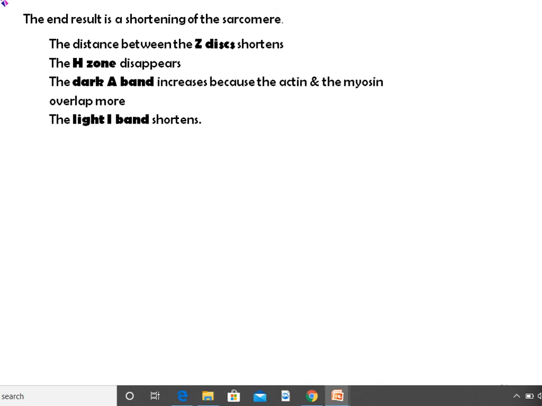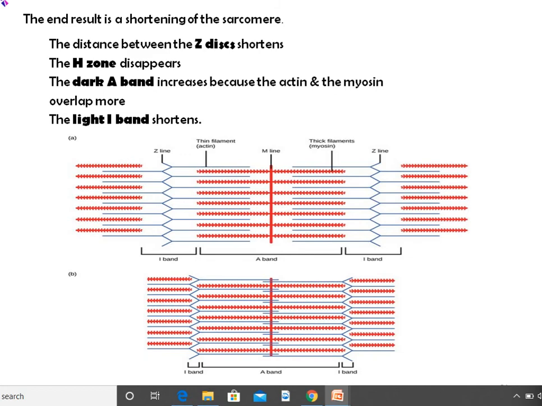The end result is a shortening of the sarcomere. The distance between the Z discs shortens, and the H zone disappears. The dark A band stays the same or increases because the actin and the myosin overlap more. The light I band gets shorter.